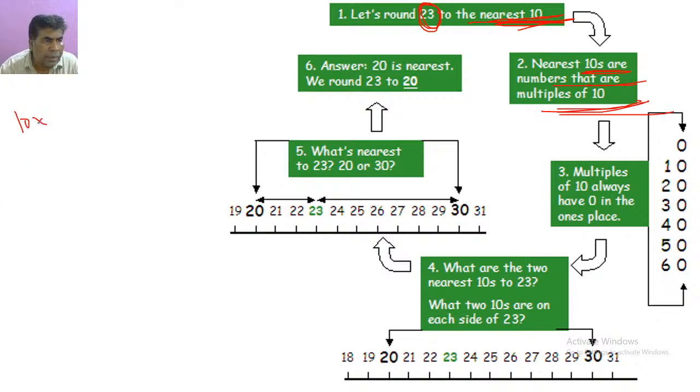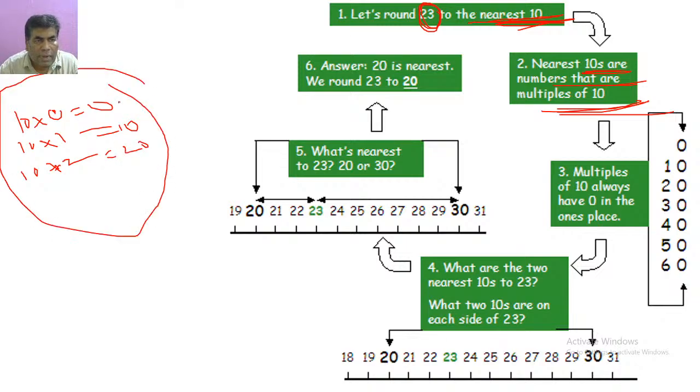You might be knowing the 10 table. 10 zeros are 0, 10 1 is 10, 10 2 is 20. Like this, in the 10 table, whatever numbers you come across, like 0, 10, 20, 30, 40, 50, 60, all these numbers are multiples of 10. What is the similarity here? All the multiples have 0 in ones place.